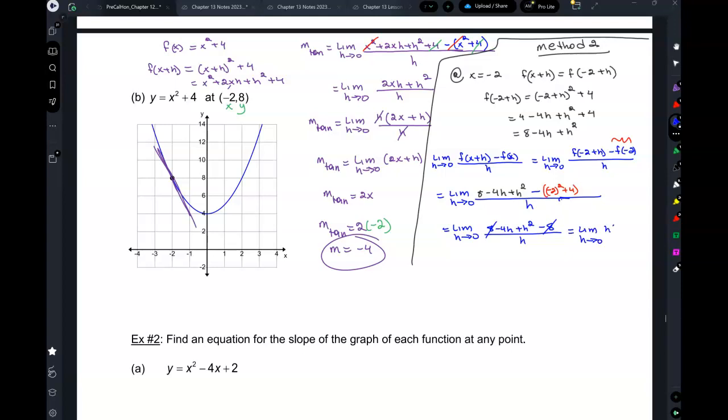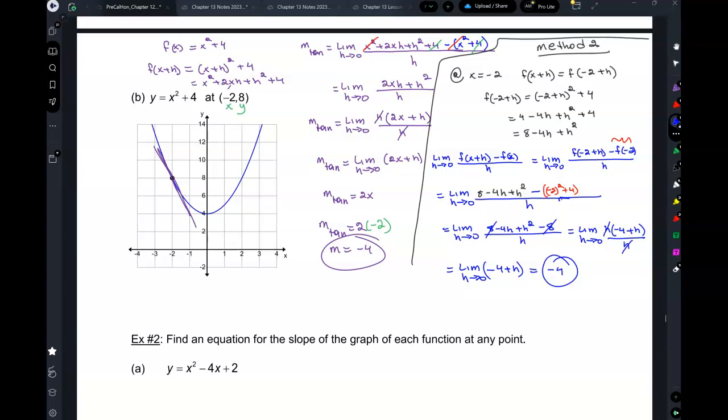Factor out an h. Negative 4 plus h over h. Cancel out the h's. The limit as h approaches 0 of negative 4 plus h. Plug in the 0, what do I get? Negative 4. So you see how I arrive at the same answer? One method you do the plugging in before, this one you do it after.